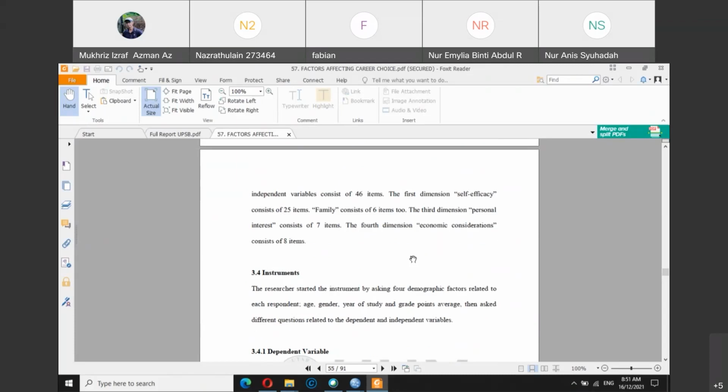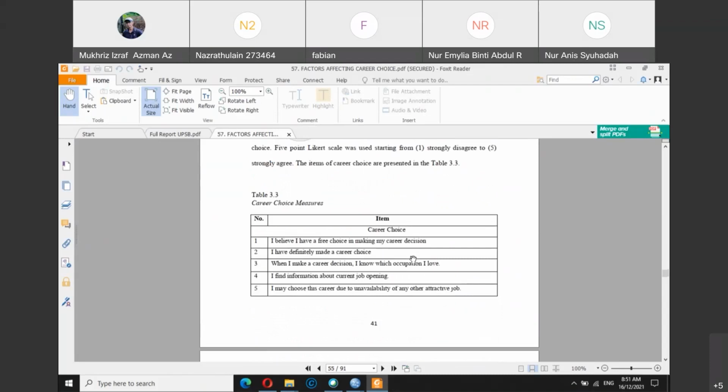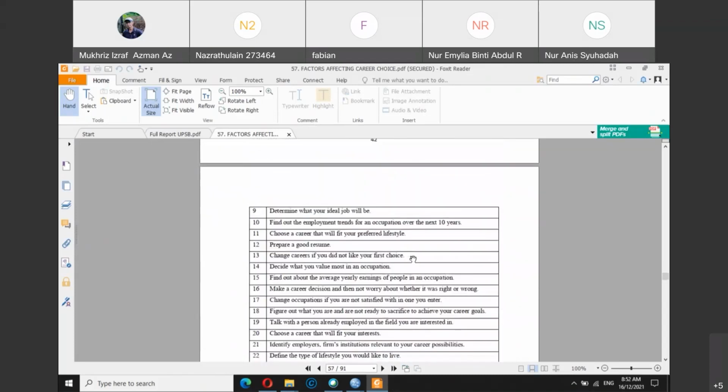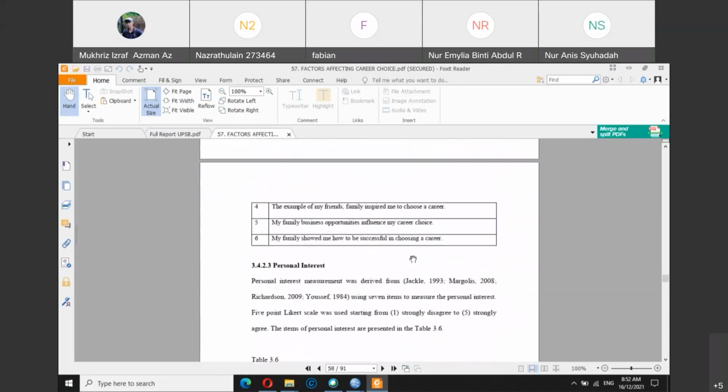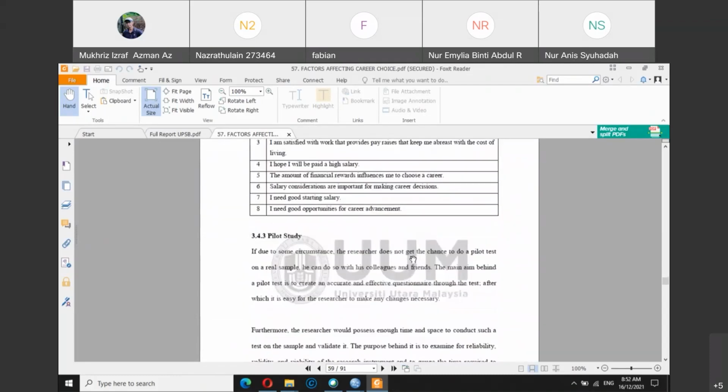So those are the highlights of chapter number 3. I'm not going to discuss again what is needed for you to write. You can refer to many examples. I think one of the main things which is missing is the pilot study.